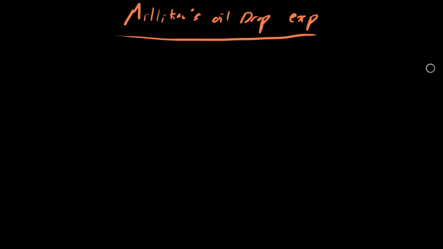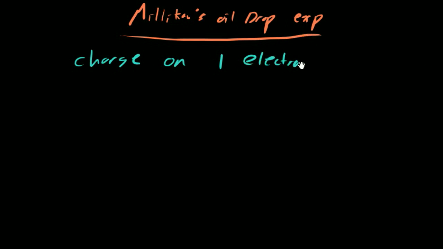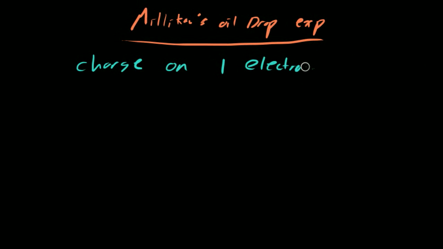So Millikan's oil drop experiment was all about figuring out the charge on one electron. Millikan's oil drop was about trying to figure out the charge on one electron. And so let me explain what they were doing.